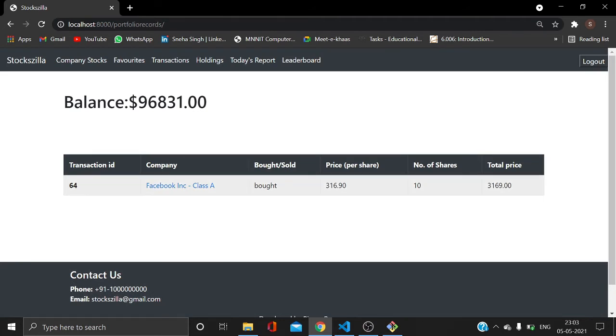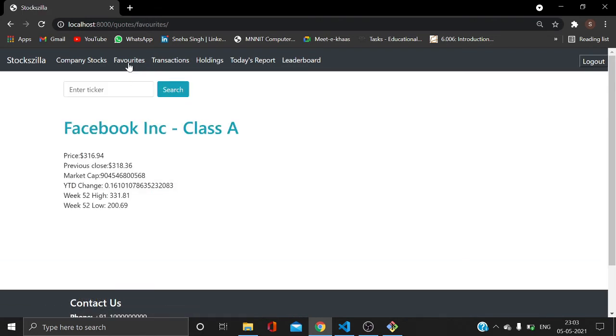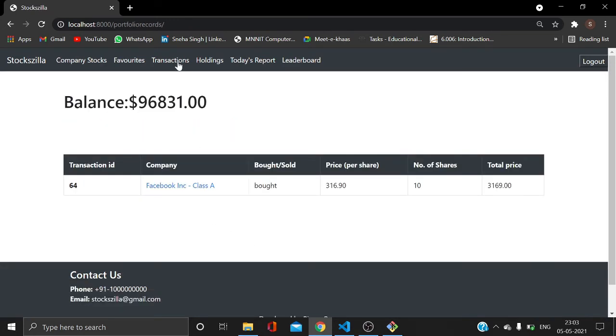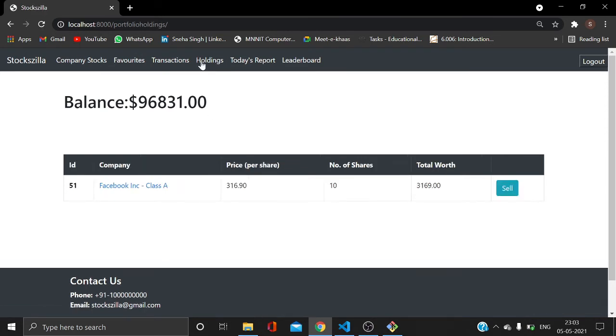So we have finally bought 10 stocks of Facebook, and now our balance has reduced to $96,831. Since we had added Facebook in our favorites, we can also see that in the favorite section, Facebook is there. In the transaction section, we can view all the transactions which we have done. In the holding section, we can see the stocks which we have currently bought and we have not sold yet.